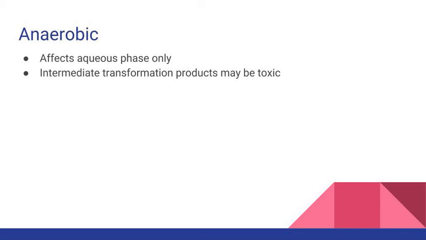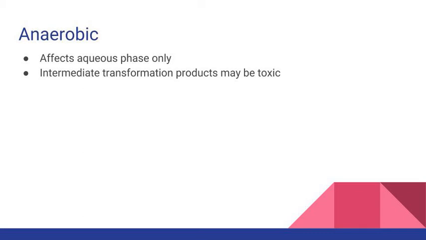Depending on the site contamination, a subset of these activities may be cultivated. In anaerobic metabolism, sulfate, nitrate, carbon dioxide, oxidized materials, and organic compounds may replace oxygen as an electron acceptor. This can also result in intermediate transformation products that may be toxic.